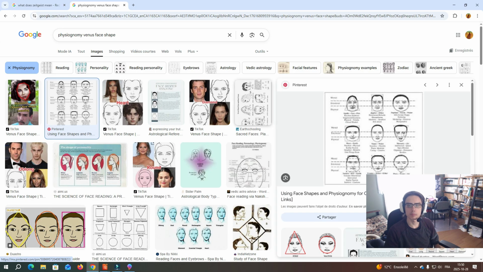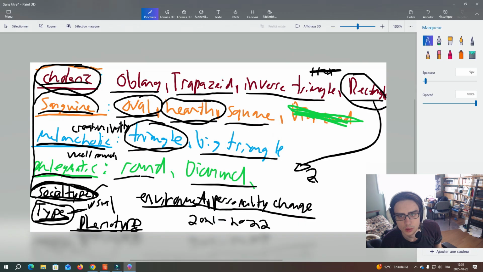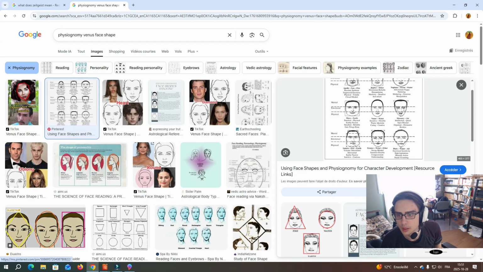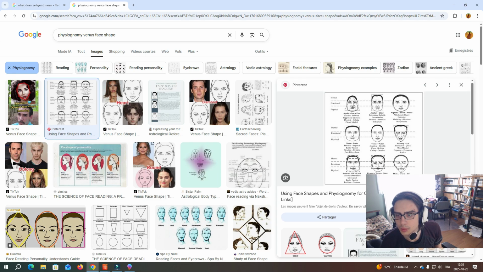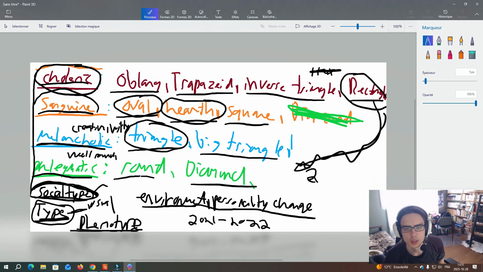Physiognomy. Okay, Venus, Mercury, yeah, the triangle. Choleric, Uranus. Uranus is the rectangle. So I don't think that. I think it's probably the rectangle. So yeah, it's choleric. Pluto. Pluto is actually the triangle of the melancholic. Yeah, maybe with time we'll add the... Yeah, it does seem to make sense actually. Add the Pluto.